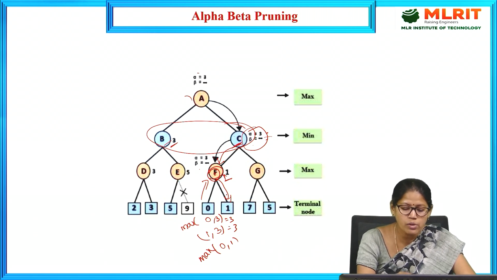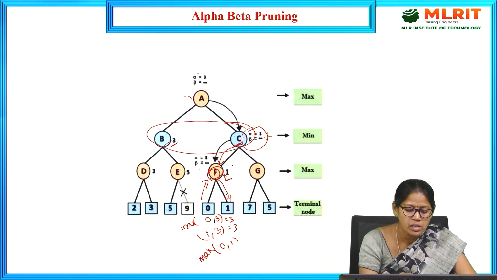Now the C values still remain the same. Alpha equal to 3 and beta equal to infinity. So here the beta value will now change to 1, because at the min level we need to change the value. So beta equal to min of plus infinity and 1, which is the minimum value 1. So it will pick the 1.